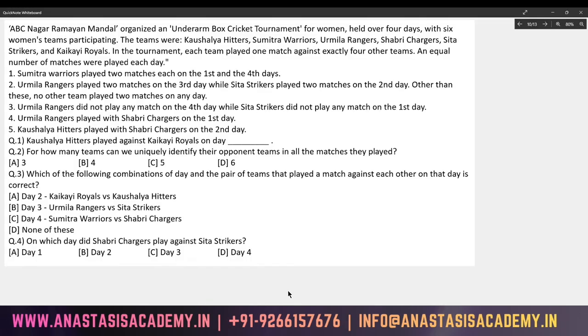Let's look at this question. ABC Nagar Ramayan Mandal organized an underarm box cricket tournament for women held over 6 days, with 6 women's teams participating. The teams were Kaushalya Hitters, Sumitra Warriors, Urmila Rangers, Shabri Chargers, Sita Strikers, and Kakai Royals.